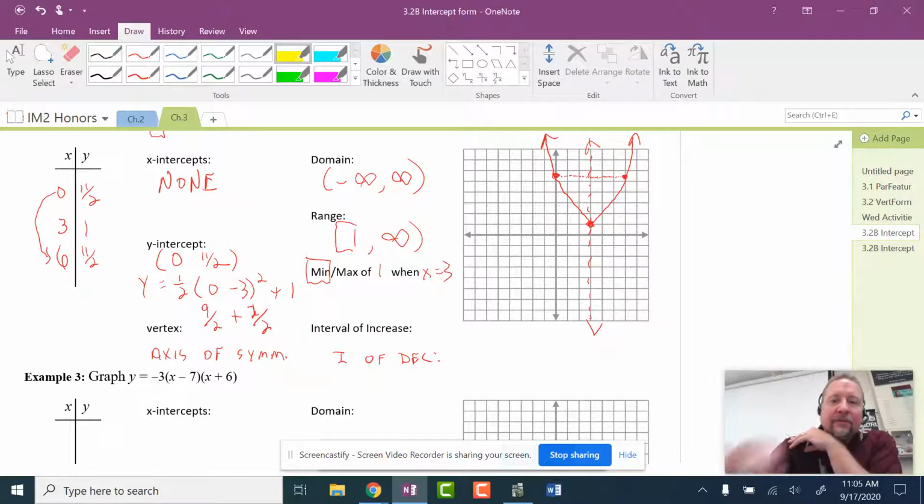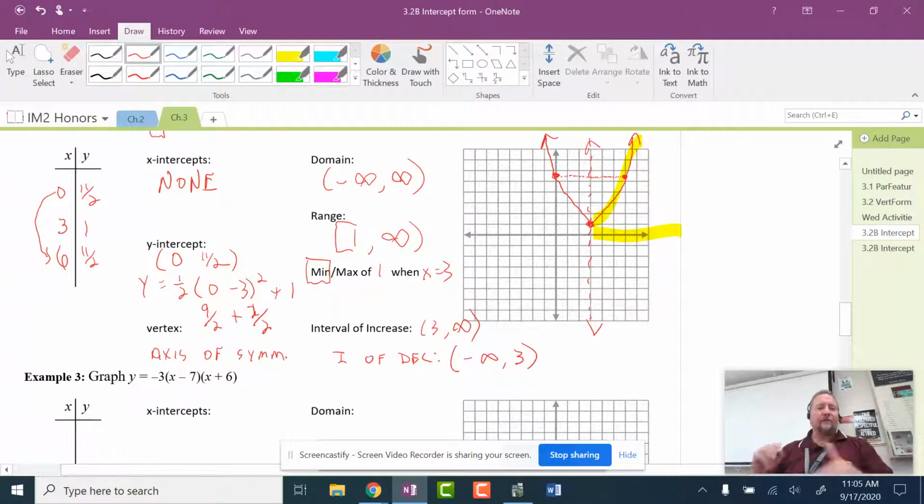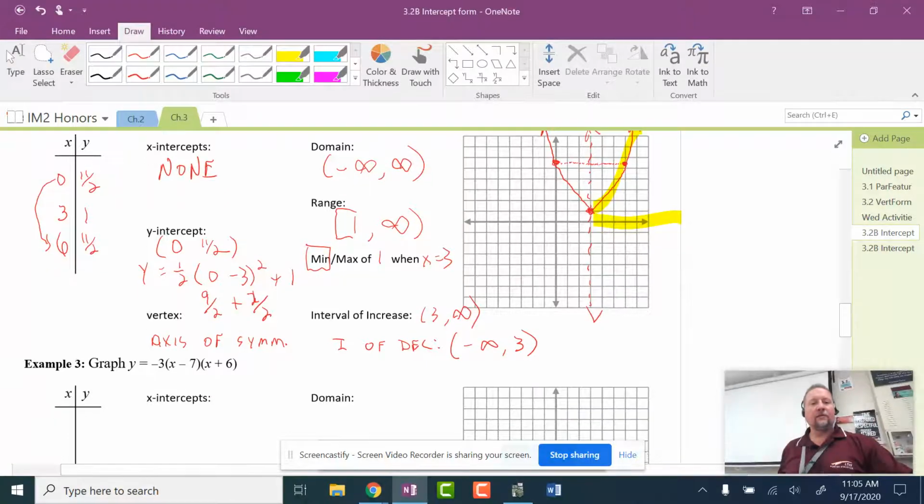I'll do the intervals of increase and decrease. Increase from 3 to infinity, right? Yes, just wanted to make sure. 3 to infinity, and then negative infinity to 3 for decrease. So the other teachers were using all this terminology here, so I wanted to make sure I threw that out to you as well.